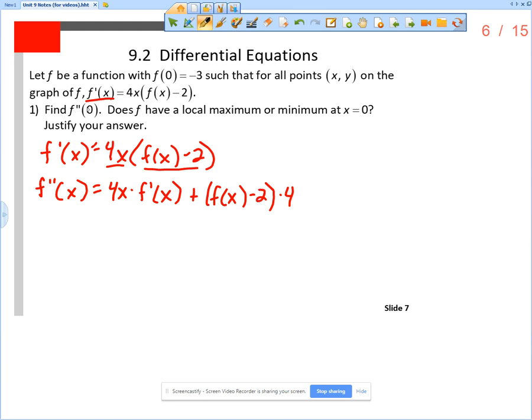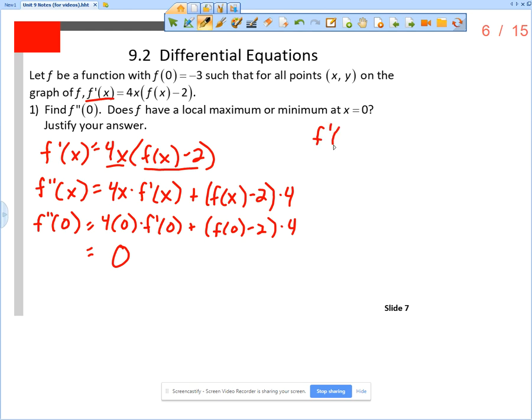Now, f double prime of 0. So now x is 0, so 4 times 0 times f prime of 0 plus f of 0 minus 2 times 4. All right, so now 4 times 0, that's 0, right? But then times f prime of 0. Well, f prime of 0, you would actually have to figure that out up here. Now, technically, we don't need it because 4 times 0 times that is 0.